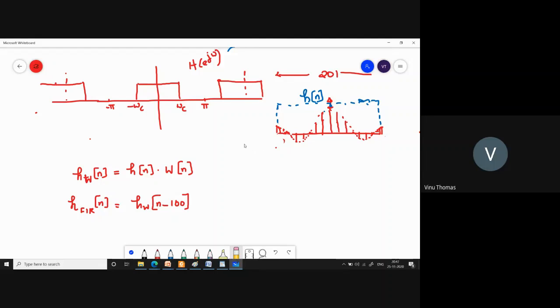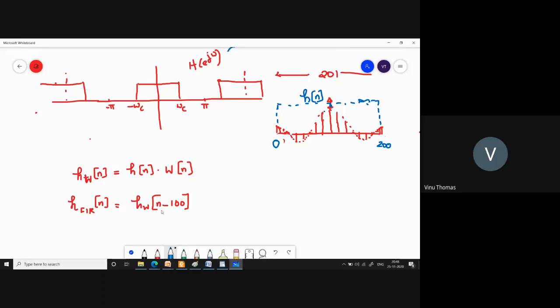The indices will be relabeled as starting from 0 and going up to what? You have 201 samples, so going up to 200, right? Okay. So how many samples are there? This is 201 samples. So this is the filter that you are going to design.